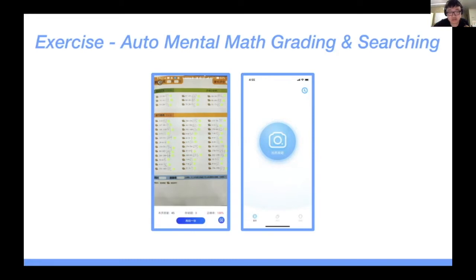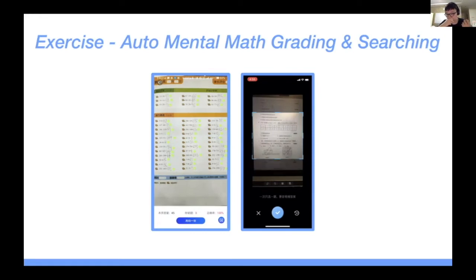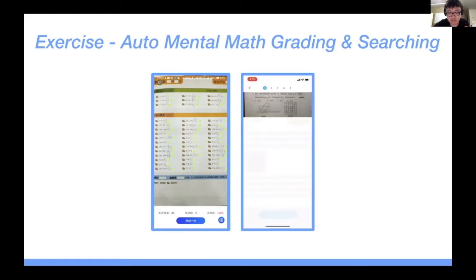And also we can use AI to build a search engine for the question bank. We take a picture of the question, and we use that picture to search the entire question bank to find the correct solutions. So here is a demo. We just crop the picture, and once we crop it, it searches the question bank and we find, oh, that's the question. And we will either show the solutions or give the student the choice to ask the question to the teachers.